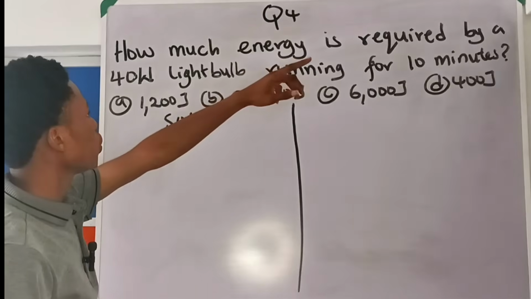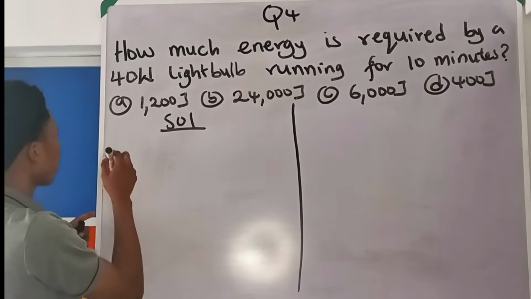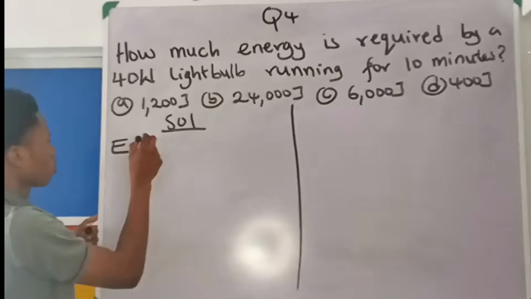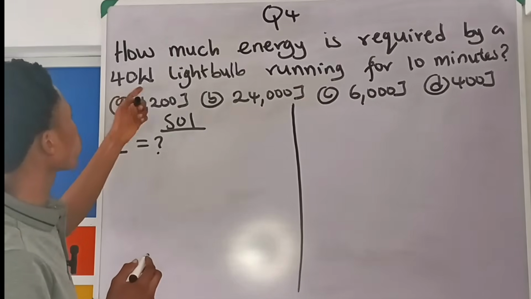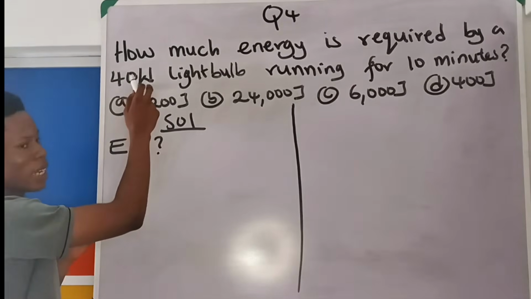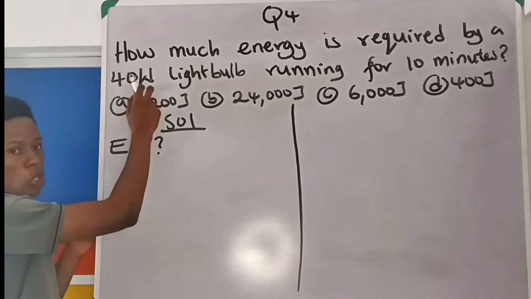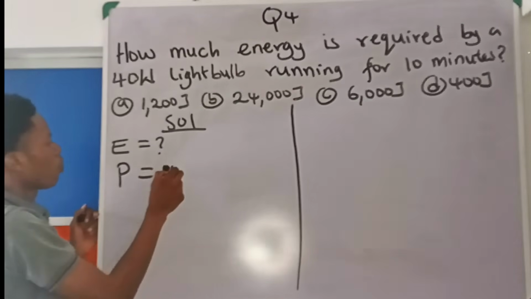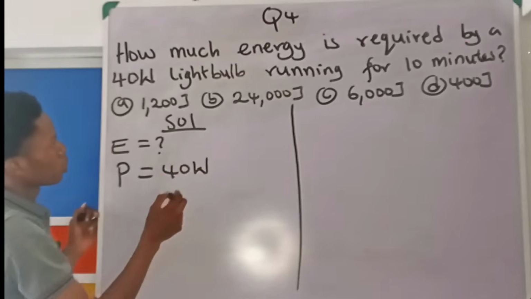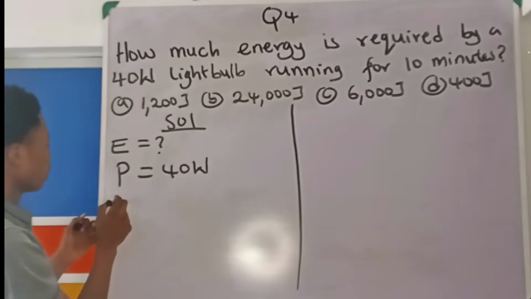So how much energy is required? First of all, we are asked to calculate energy. So energy we don't know. It's required by a 40-watt light bulb. And watt here, you agree with me that watt here is a unit of what? Power, right? So we're given power as 40 watts. Running for 10 minutes, we're given time as 10 minutes.